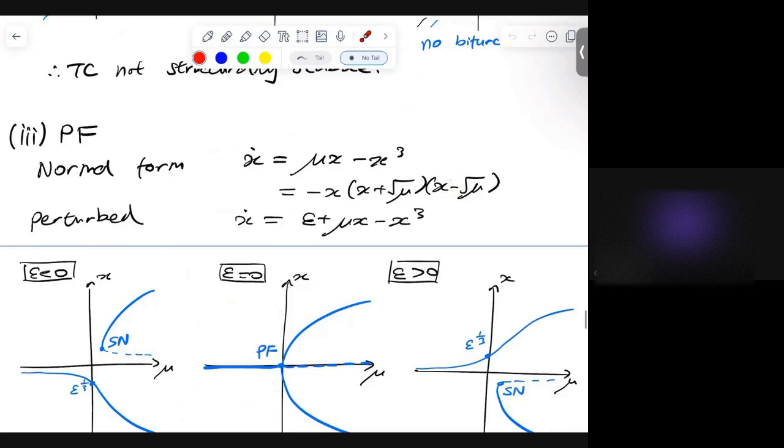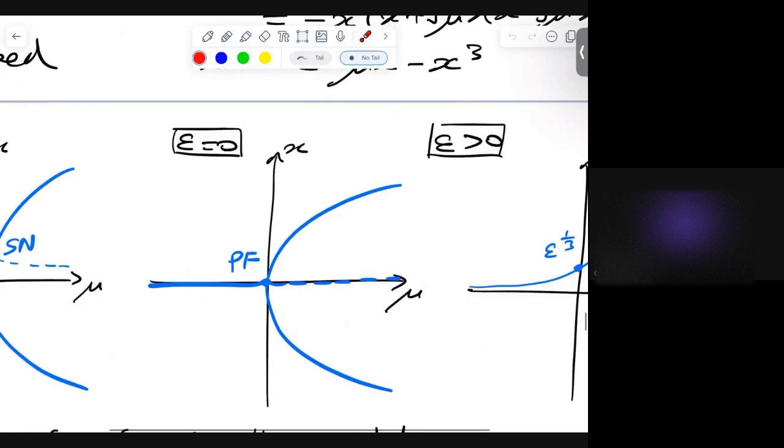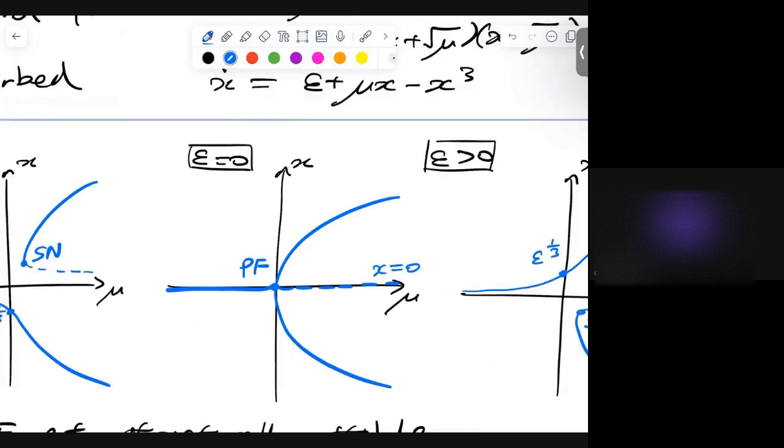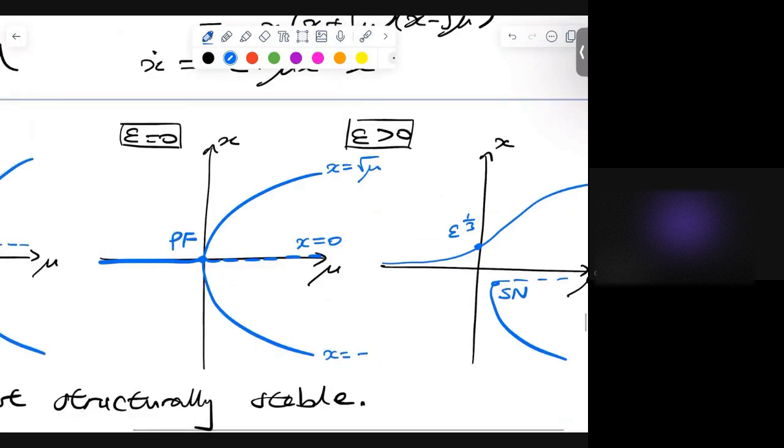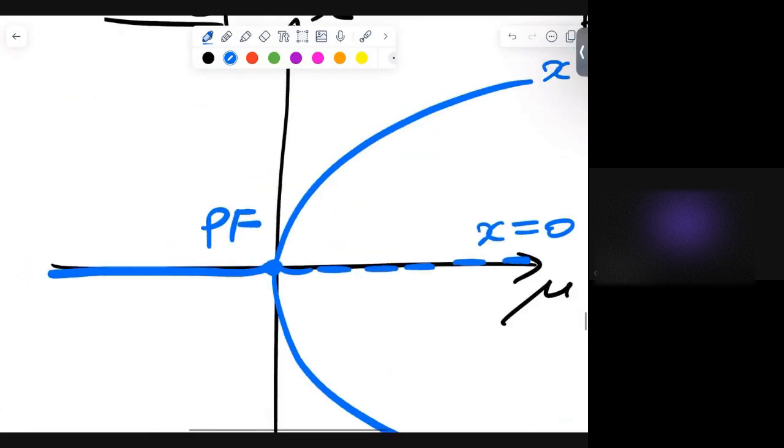We have x equals 0, which runs through the middle here. Let's actually label these. We get the top branch, which is x equal to root mu, and the bottom branch, which is x equal to minus root mu. And of course, the fixed points plus or minus root mu only occur for mu greater than or equal to 0, which is why we get this bifurcation point here.